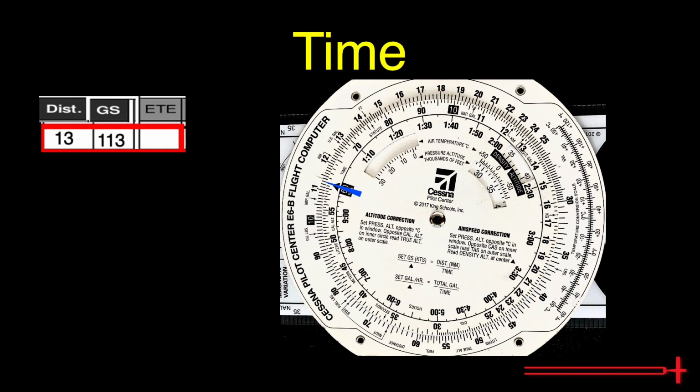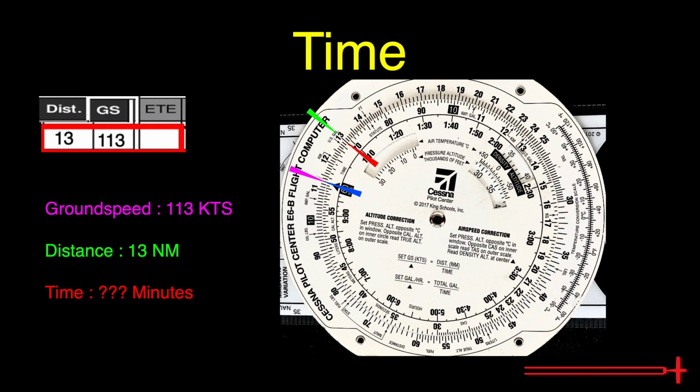We've aligned the indicator, marked by the blue triangle, with our ground speed of 113 at the pink marker. Once we've found our distance of 13 nautical miles on the outside, we can look just opposite that on the inner circle to find our expected time en route. Here, we see that we can expect this leg to take us about 6.9 minutes, or 6 minutes and 54 seconds. I typically round times to the nearest tenth of a minute when filling out a navlog. Let's go ahead and transfer this over to our navlog now.